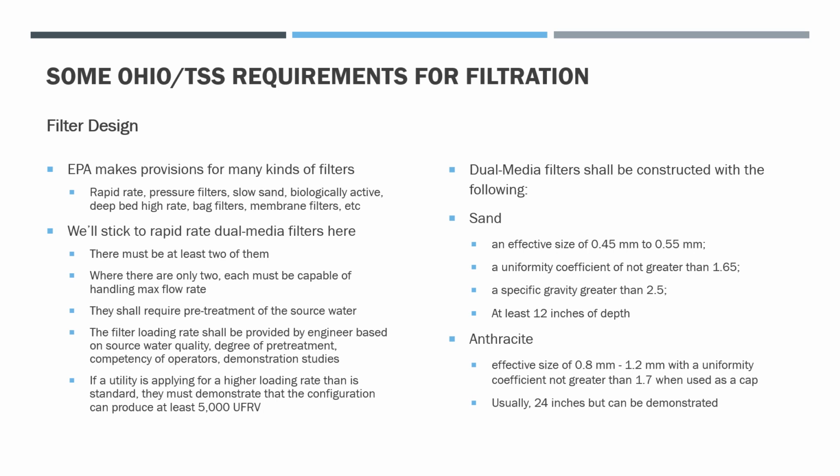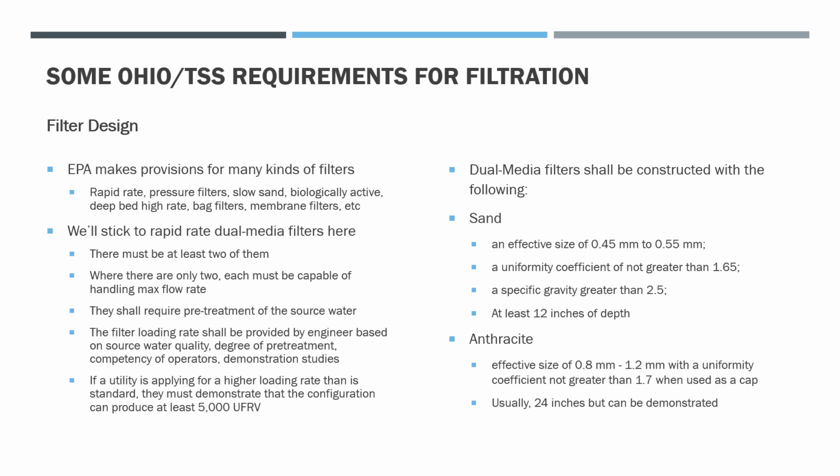This plant in particular did do a demonstration study. Lake County Utilities did a demonstration study, which got the approval of a 5.7 gallon per minute per square foot loading rate. If the utility applies for those higher rates, then as standard, they must demonstrate that the configuration can provide at least 5,000 unit filter run volumes, and this plant did indeed prove that.